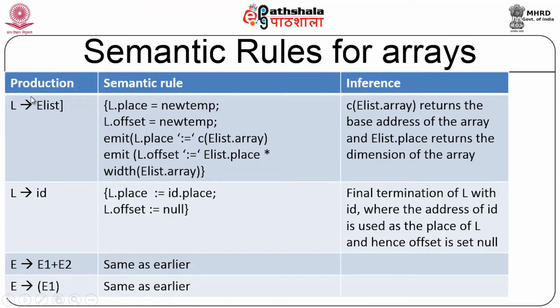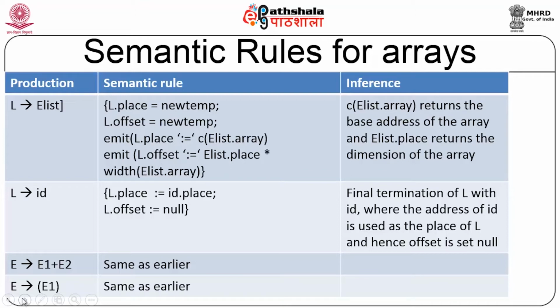Now this is referring to an array, right? That array place is available here. Now this is what we said, array refers to the address of the base array which is referred to. Okay, so this refers to the address. And L dot offset is equal to E list dot place multiplied by width of E list dot array. So this is also computed. So this array will have a place and that has got a width. Okay, width returns the size of the integer elements. Okay, so that is multiplied and given as offset here.